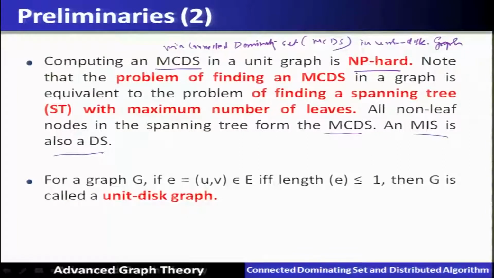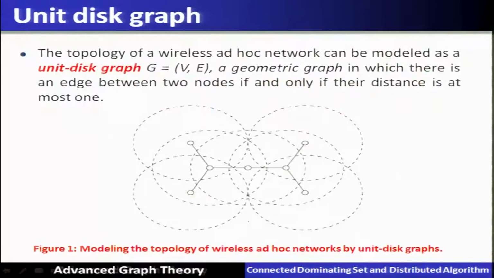Now, a graph G having an edge if and only if the length of the edge is at most 1, that particular graph is called a unit disk graph, that we will assume in our discussion. Let us take an example of how the unit disk graph is formed. A node is at the center and it is able to communicate in a range R, which is fixed for all the nodes.